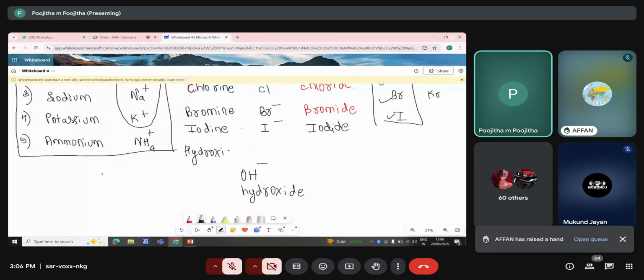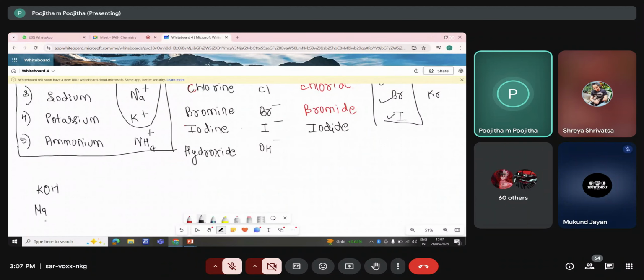Hydroxide, OH minus. So is it an ion or a radical? It's a radical, correct? Oxygen and hydrogen together having a charge. For example, metal hydroxides: potassium hydroxide, magnesium hydroxide, sodium hydroxide. So what is OH minus there? Hydroxide. Valency is -1.